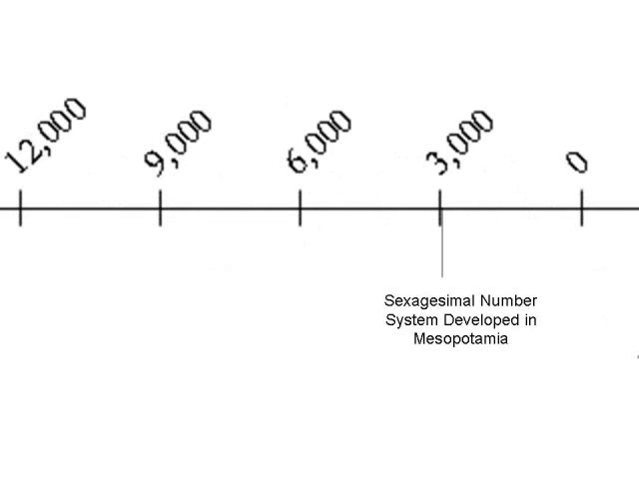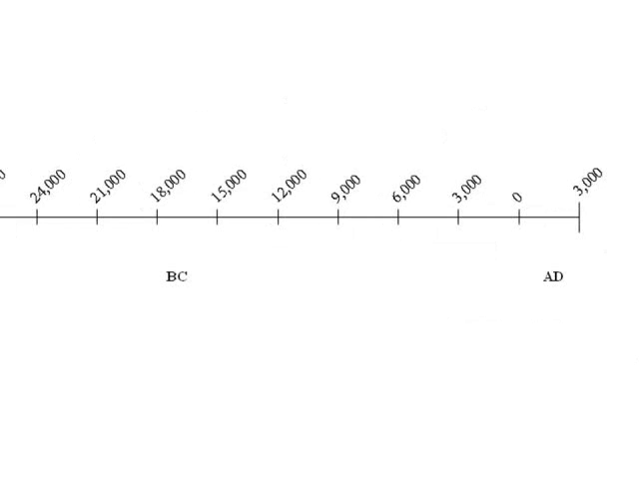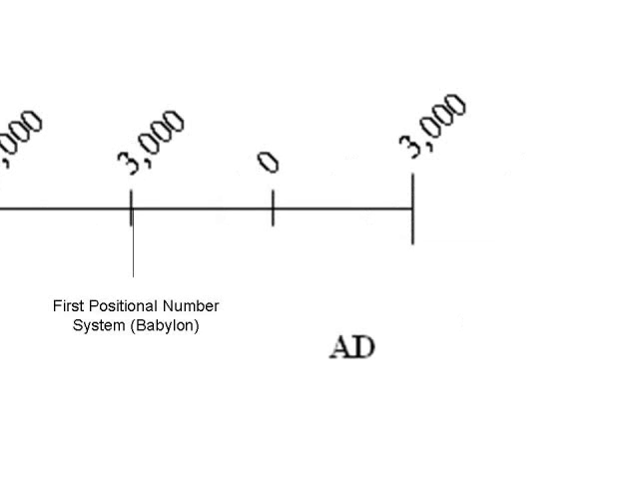By 3000 BC, a number system had been developed in Mesopotamia. This system was sexagesimal, meaning that it was base 60. The first known positional number system was created in Babylon in about 3000 BC. A positional number system is a system in which a certain number of symbols exist to represent an infinite amount of numbers, by having a value dependent upon the symbol's position in the number.